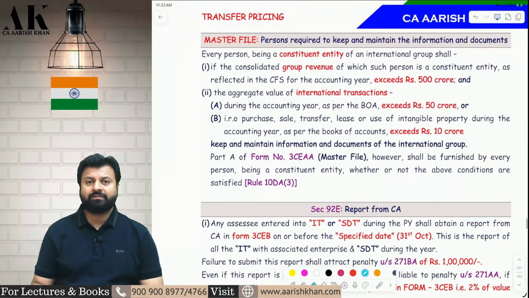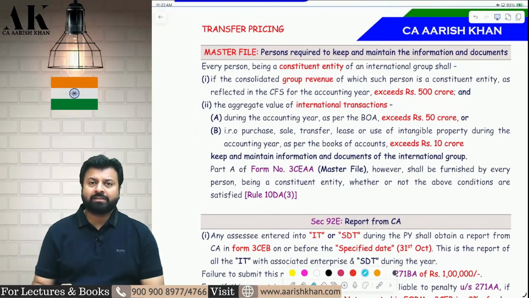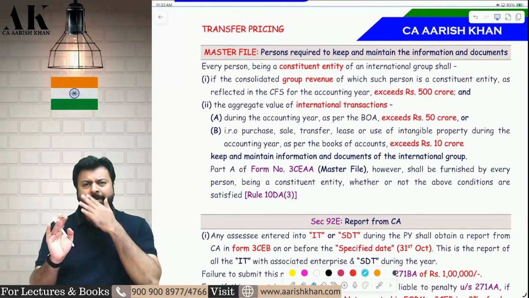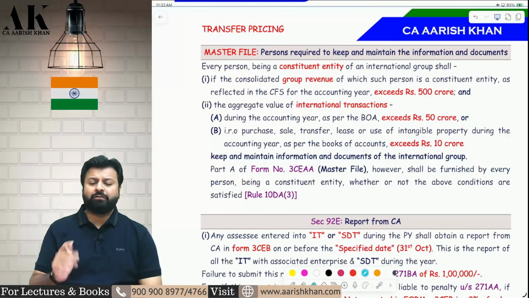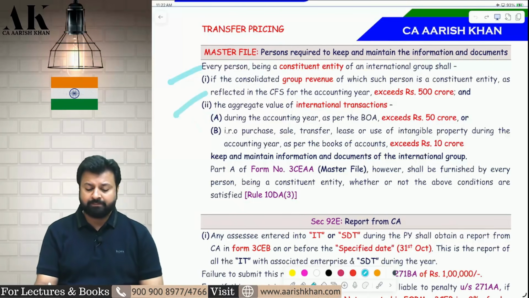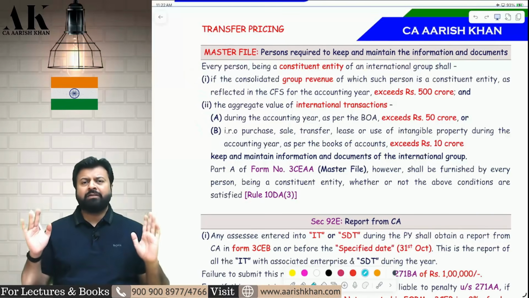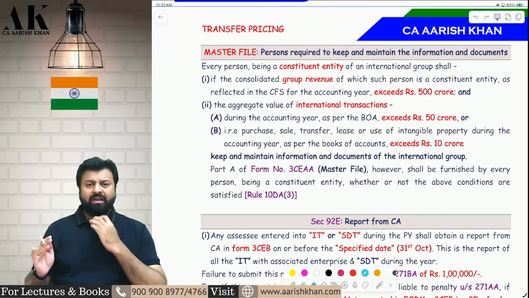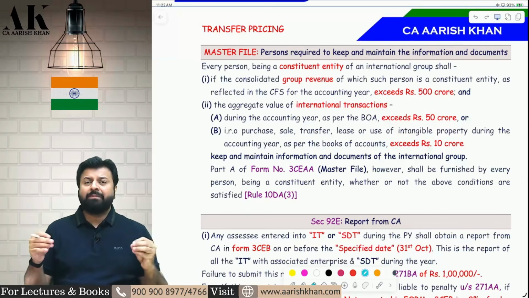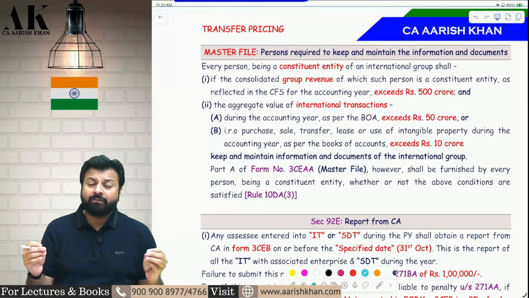Now let's talk about the master file. What is the master file? The master file contains some big information of the company, in which there are 2 parts, part A and part B. Part A, everybody has to fill. Part B, all those people have to fill who fulfill some conditions. Again, I am saying, the master file contains some big information of the company. Part A, everybody has to file. But part B will be filed by those people who are fulfilling some conditions.